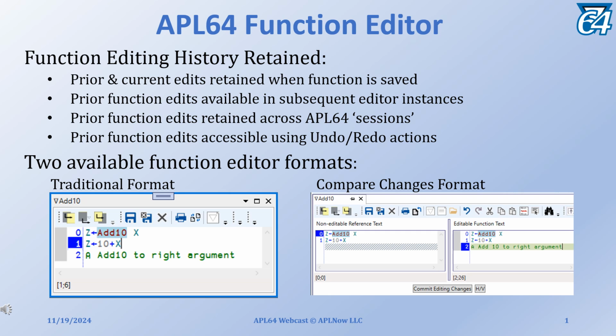When an APL64 programmer edits the function, using either function editor formats, these edits are recorded in the function definition as function editing change records. These records are retained when the function is saved to the workspace. Because these edits are retained when the function is saved, the edits are available for the APL64 programmer as undo and redo actions when the function is subsequently edited in the current or a subsequent APL64 developer version instance.